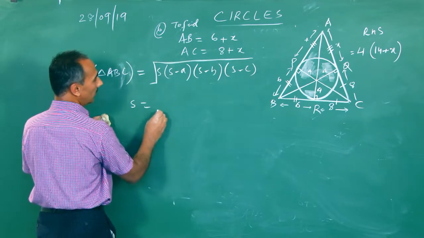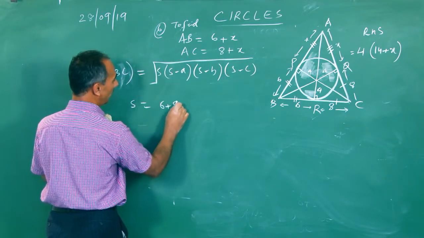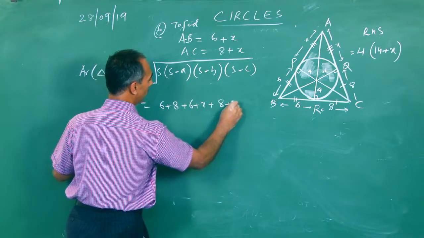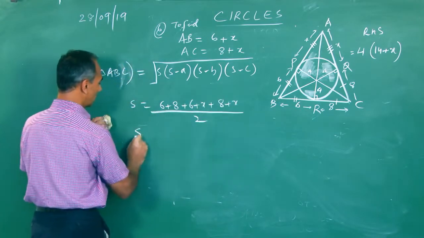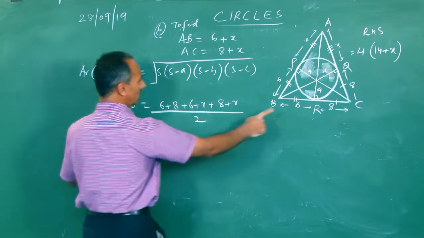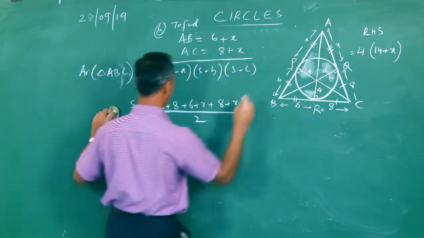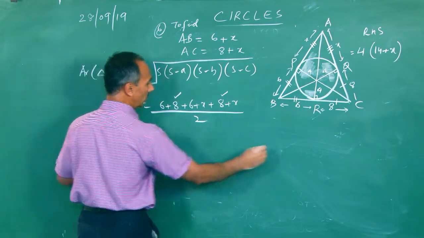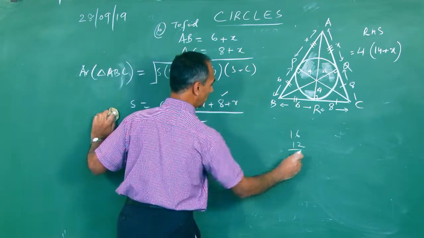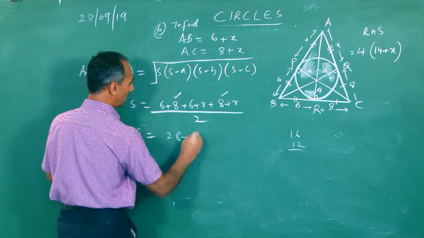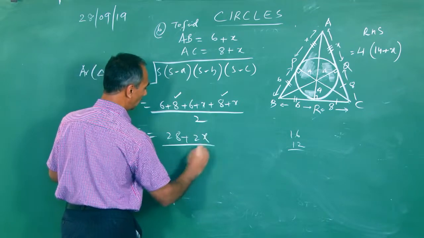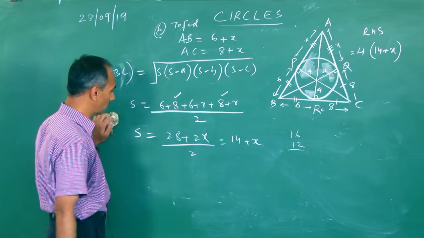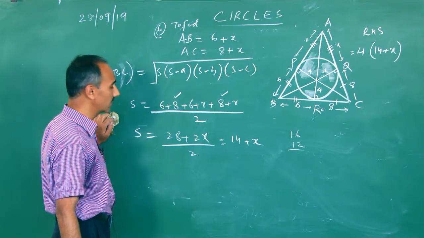What is s? You need to prepare s as 6 plus 8 plus 6 plus x plus 8 plus x, whole upon 2. S is the semi-perimeter. So 8 plus 8, 16 plus 12, that is 28 plus 2x, whole upon 2, that is 14 plus x. Yes or no? This is quite obvious. 14 plus x is s.